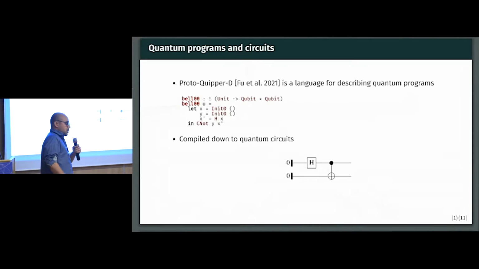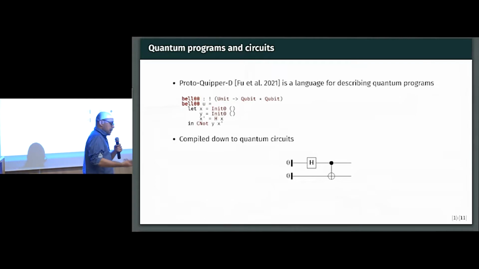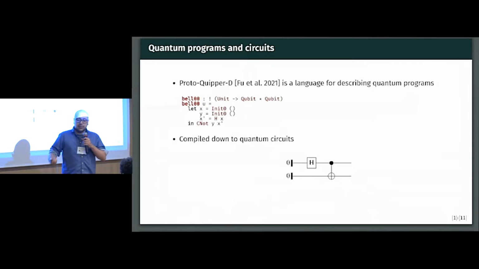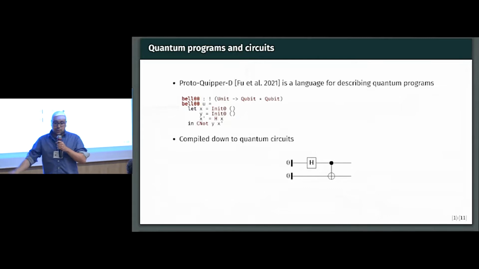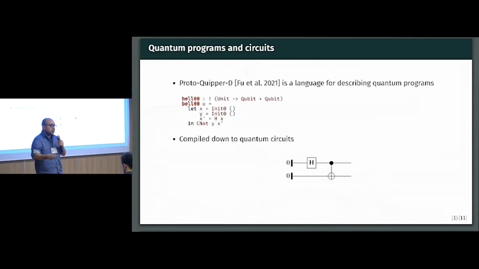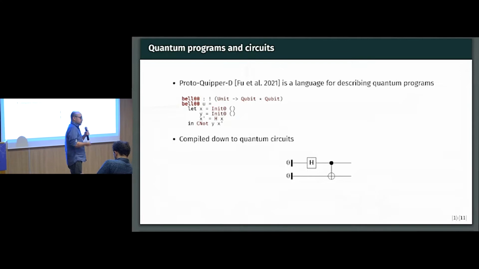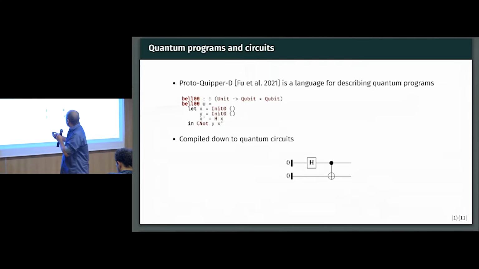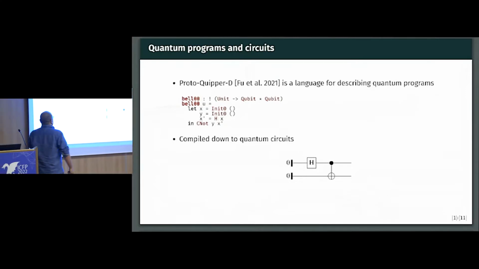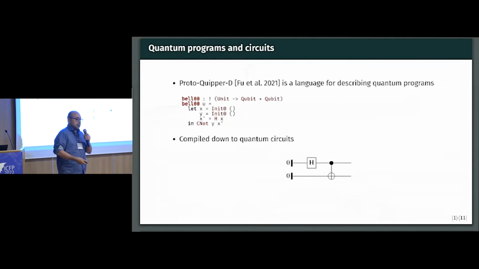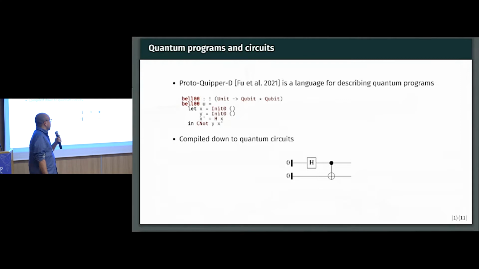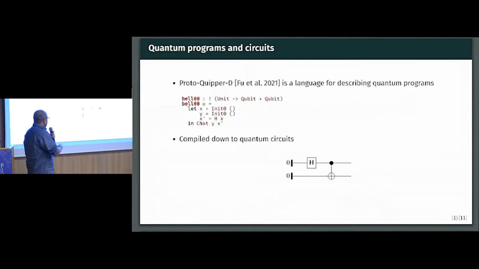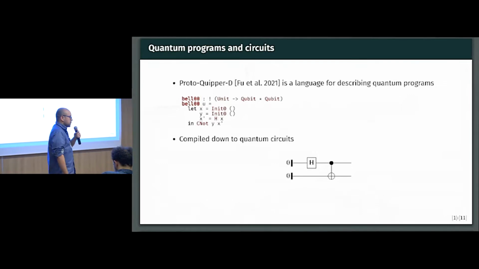So to start off, we begin from Proto-Quipper-D, which is an extension of Proto-Quipper, which itself is a formalization of the Quipper programming language embedded in Haskell. So here we have a small example program which takes no input and returns the 0, 0 bell state. And here we have the compilation into a simple circuit.